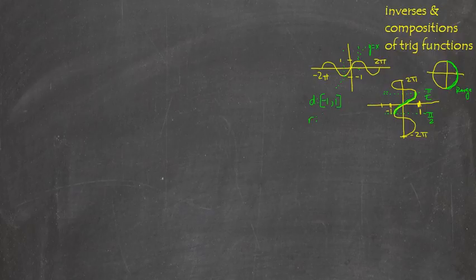And the range, or the output, for the inverse sine function will be values between negative pi over 2 and positive pi over 2. Now you might be asking, what do you need to know? What do you need to memorize?